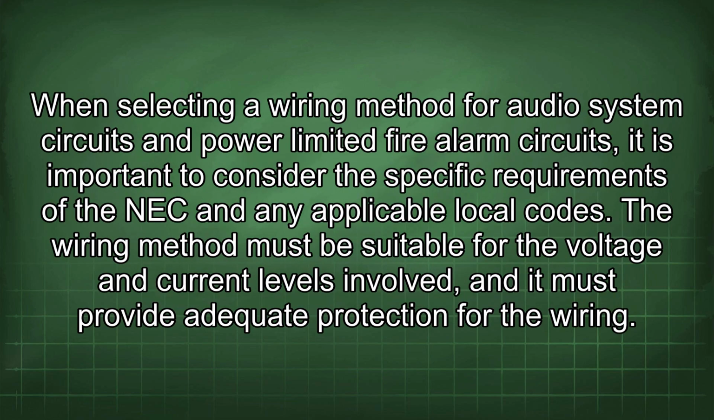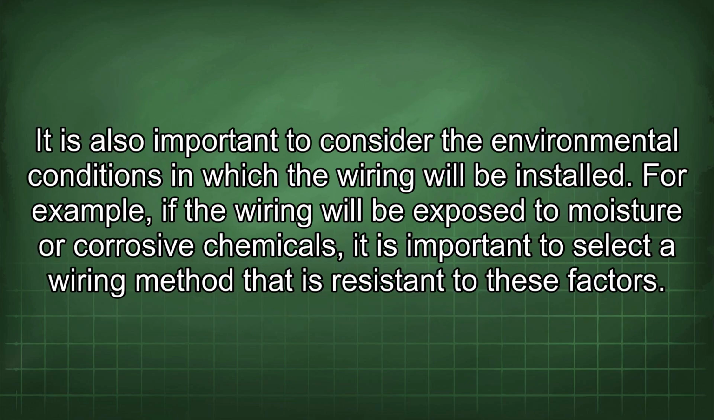When selecting a wiring method for audio system circuits and power-limited fire alarm circuits, it is important to consider the specific requirements of the NEC and any applicable local codes. The wiring method must be suitable for the voltage and current levels involved, and it must provide adequate protection for the wiring. It is also important to consider the environmental conditions in which the wiring will be installed. For example, if the wiring will be exposed to moisture or corrosive chemicals, it is important to select a wiring method that is resistant to these factors.